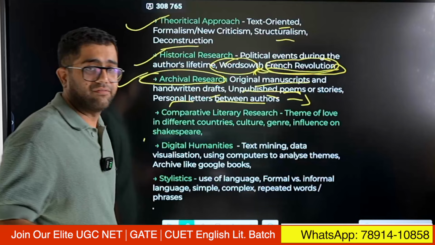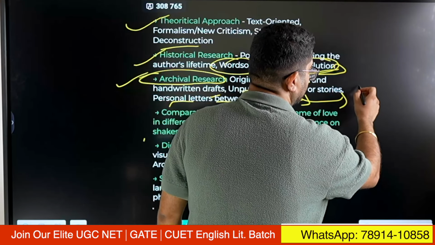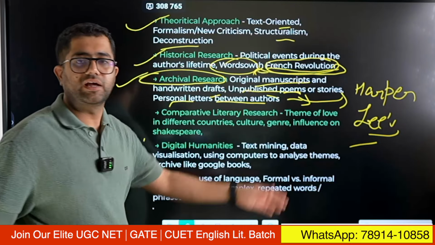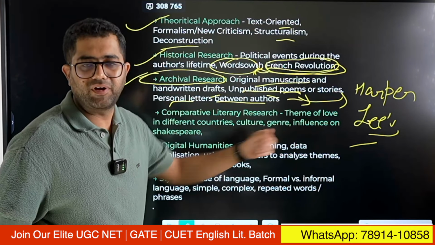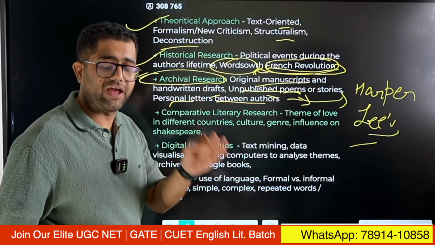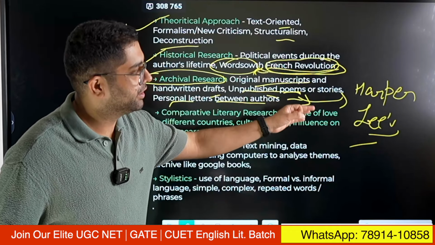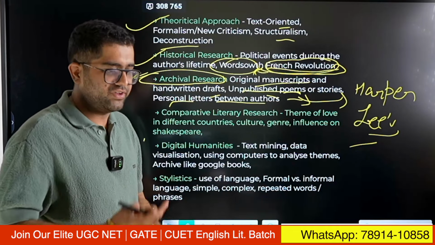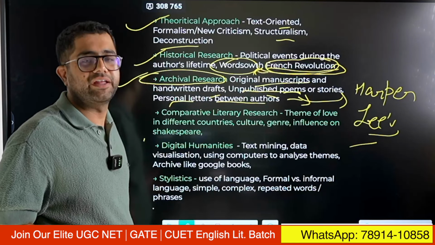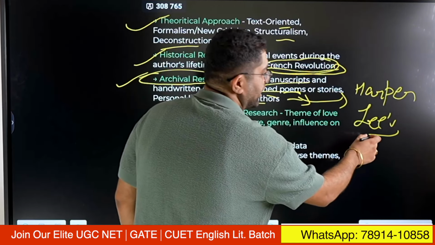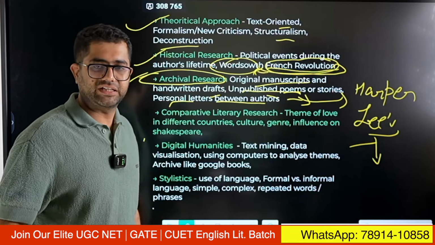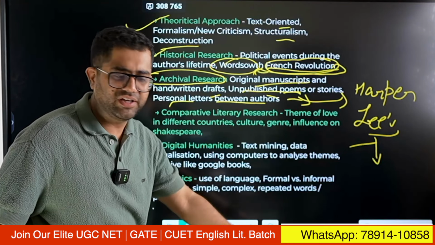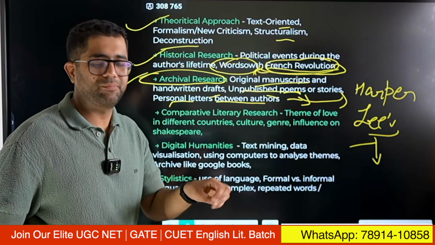For example, we have the writer Harper Lee, To Kill a Mockingbird. To Kill a Mockingbird is a work by Harper Lee. But just 5 or 6 years ago, another novel was published by Harper Lee, just after her death or just before her death. Let me know in the comment section below what is the name of the novel by Harper Lee that was just published.